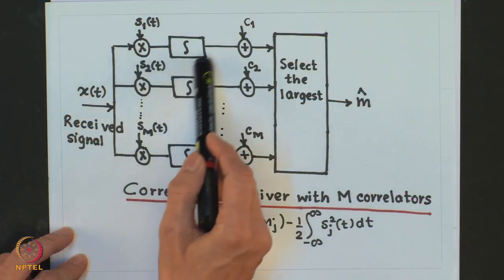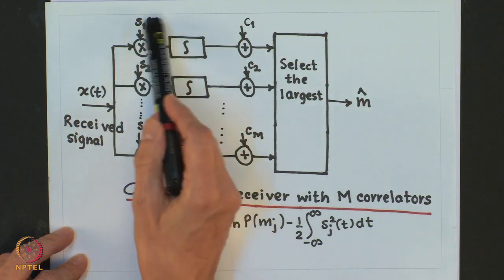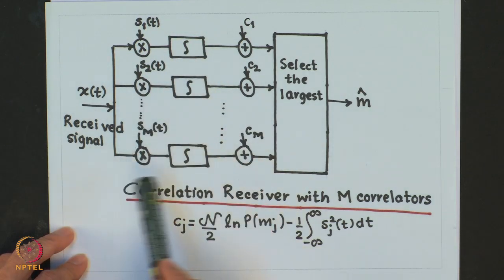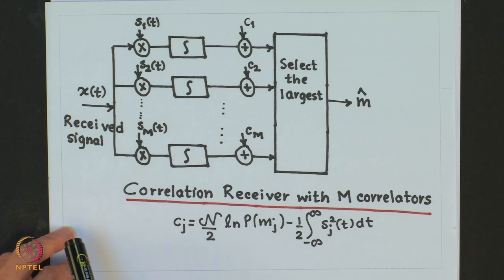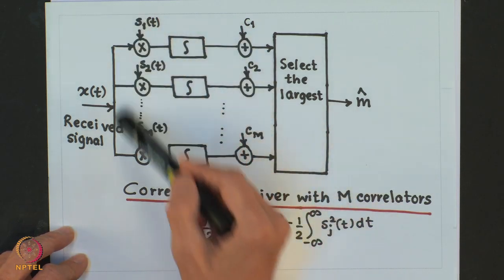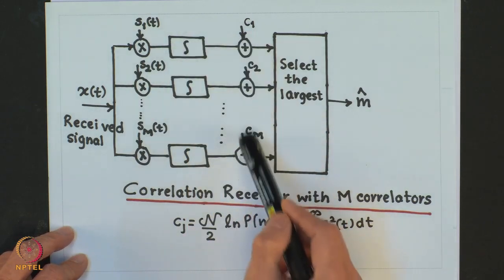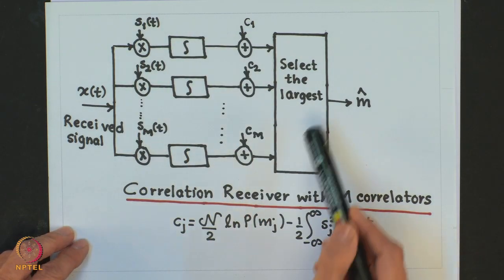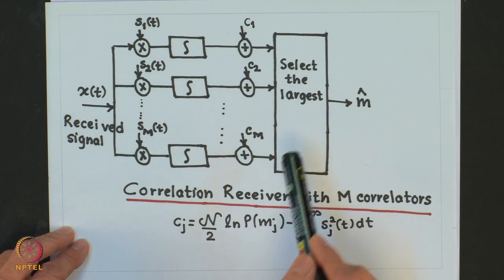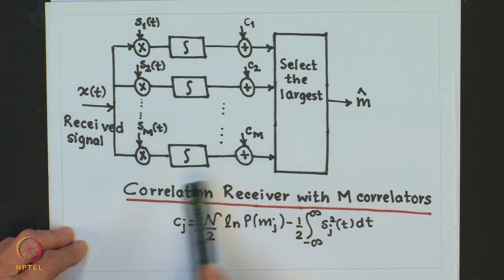This basically corresponds to the correlation. The received signal gets correlated with s1(t), here it gets correlated with s2(t) and sM(t), correct? And then to these outputs you add the bias terms, select the largest value, and decide the message transmitted.